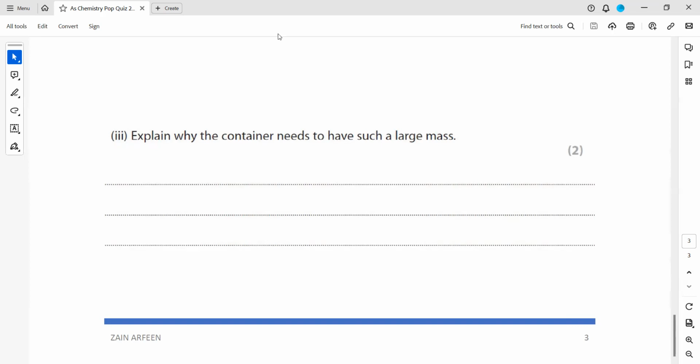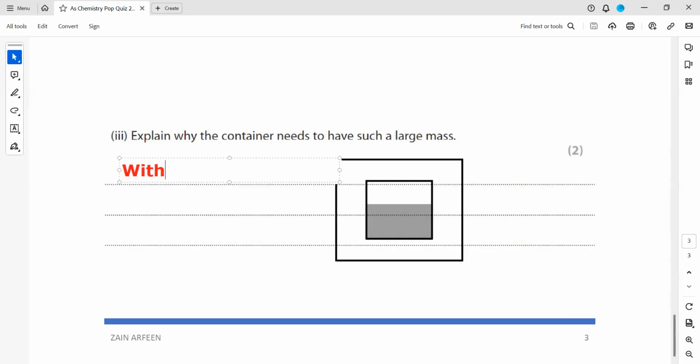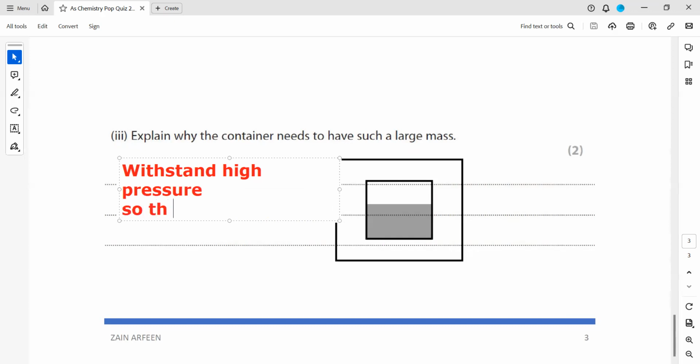The mass of the container depends on the walls only, because inside it is hollow. So why must it be a thick-walled container? Why must the walls of the container be thick? If we keep liquid oxygen here, why must it have a thick wall? The reason is that it can withstand a high pressure, or bear a high pressure. So the walls must be thick.